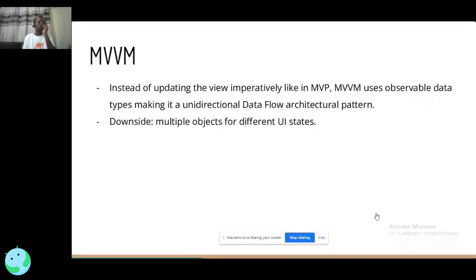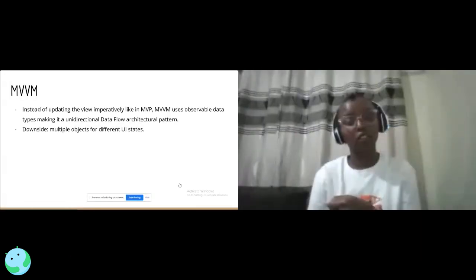The only downside with MVVM is we'll have multiple objects for different UI states, something like this. We have states like loading when the user clicks the button to fetch data from an API, the list of movies returned from an API if we have a successful request, and an error when the request to fetch the movies fails.